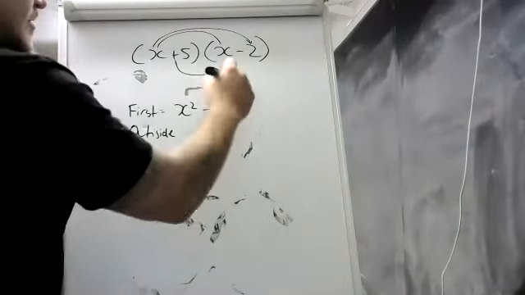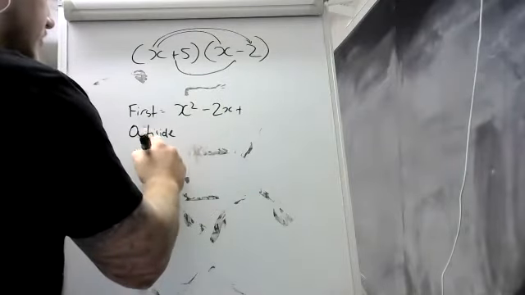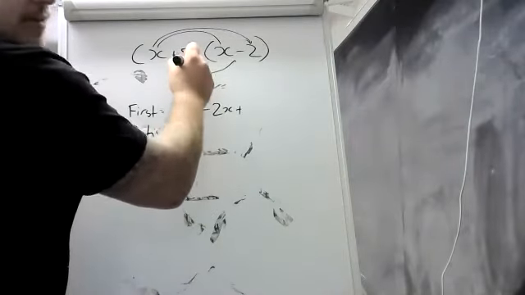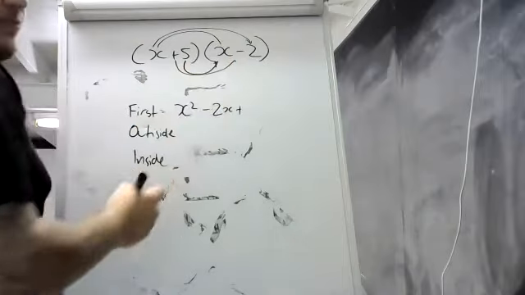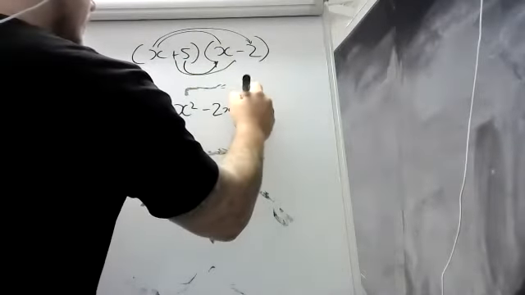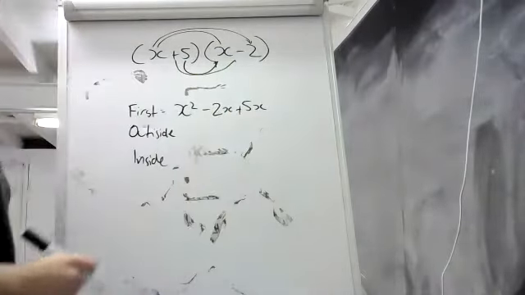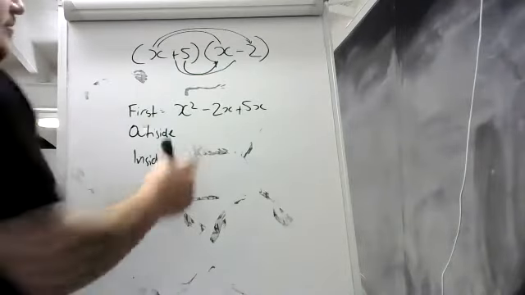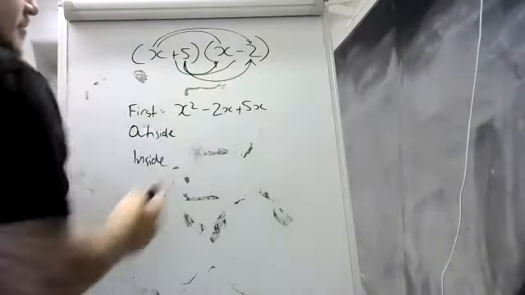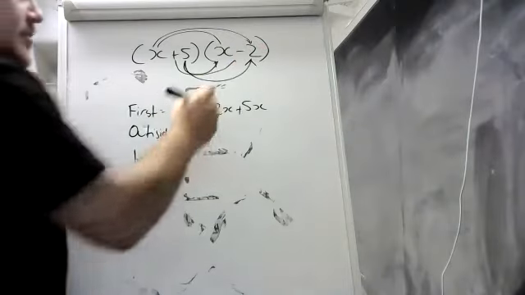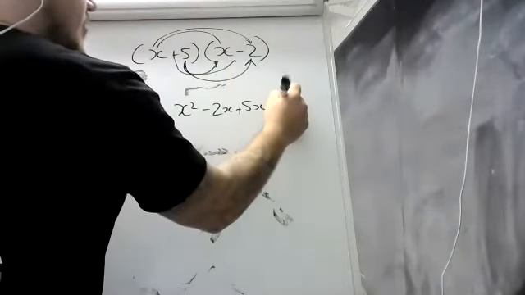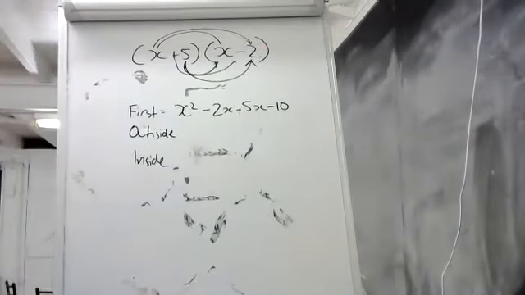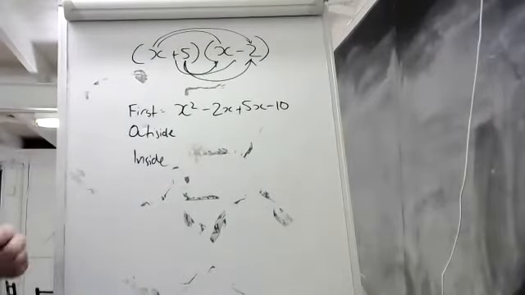Then we've got inside, 5 times x. Then we've got L, which is last, 5 times 2. Because we've got plus and minus, it ends up being a minus. That's how I teach factorizing with a double bracket. Again, should be nice, simple revision for you guys.